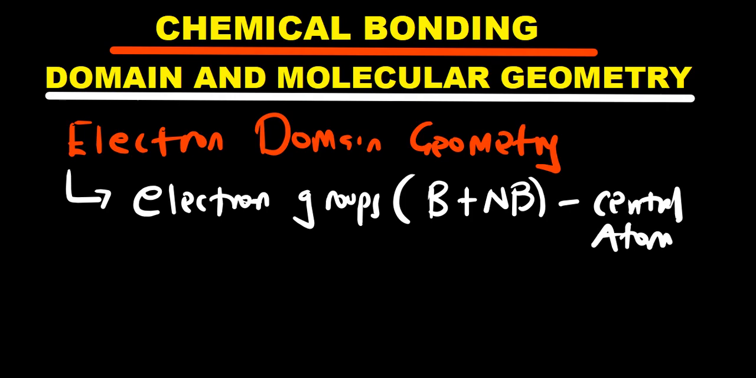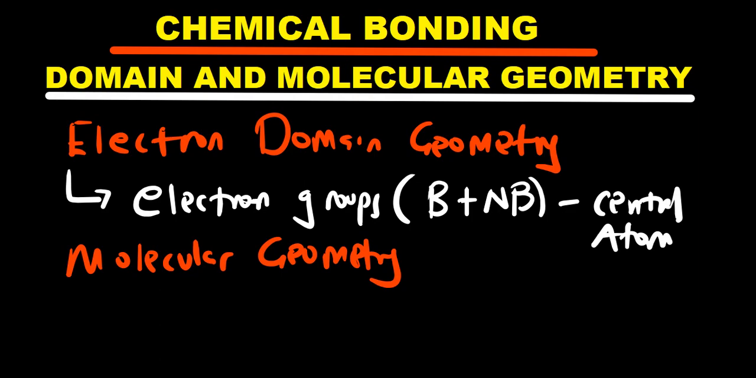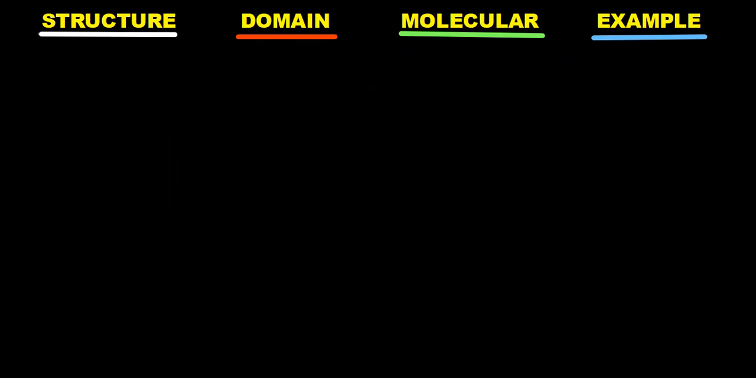Then another term that we need to understand is molecular geometry. Now, when we're talking about molecular geometry, we're just talking about the arrangement of atoms in space. So in simpler terms, I can just say the shape of that molecule. Okay, let's look at some of the examples.